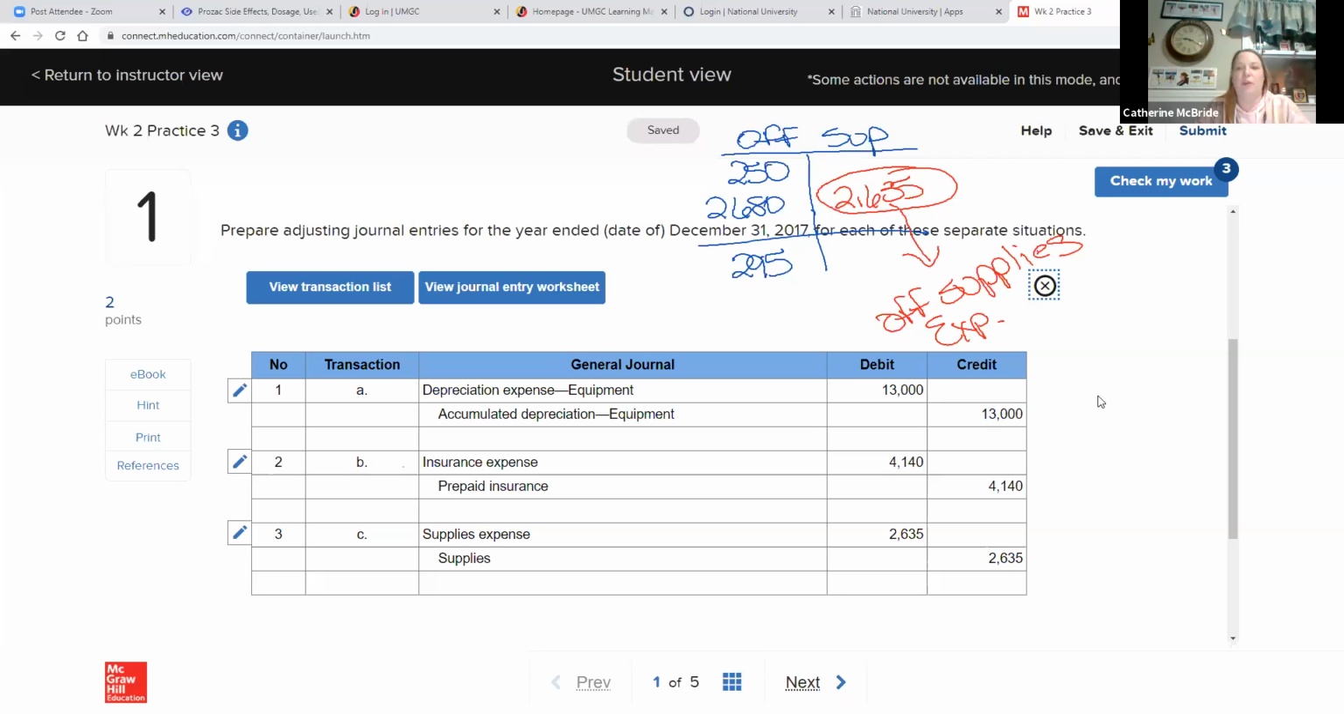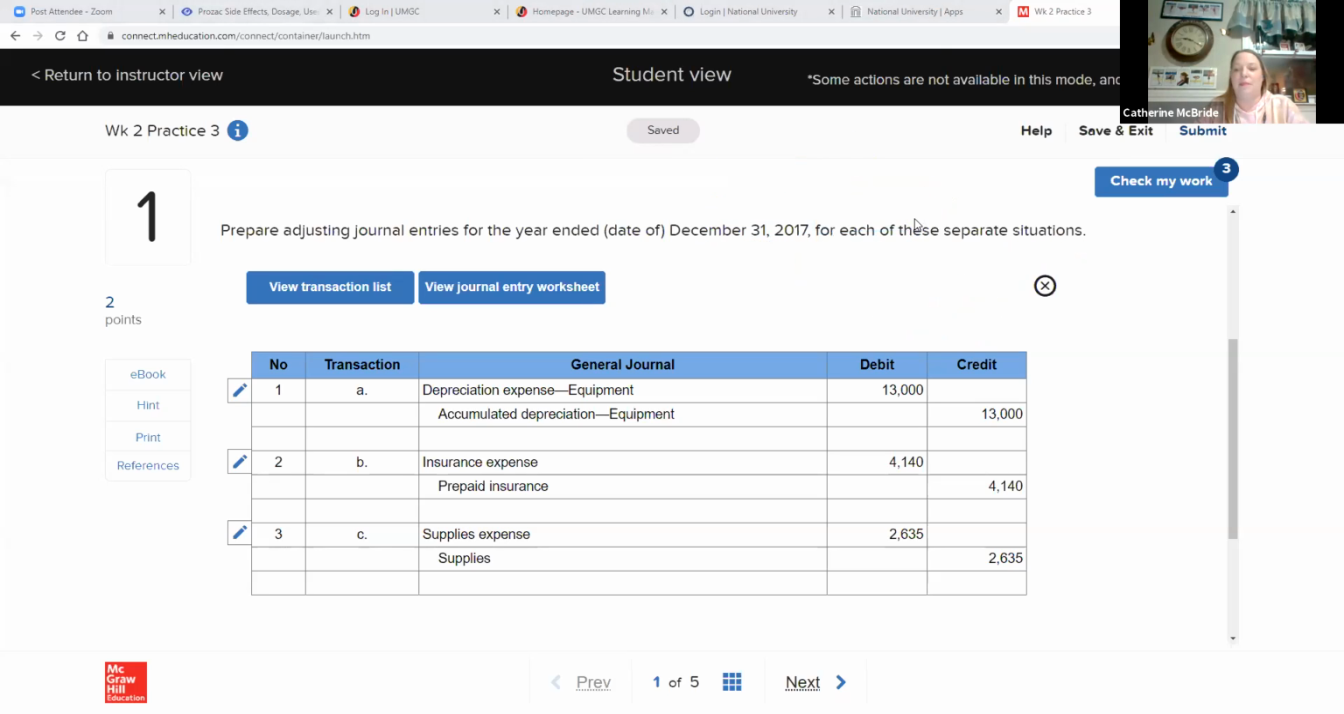Are we good with these three so far? Kind of. Your faces aren't convincing me. No, we're good.